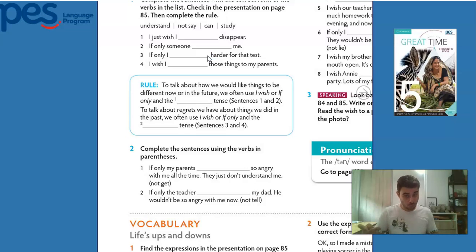And number two, to talk about regrets we have about things we did in the past, we often use "I wish" or "if only" in the blank tense. And this is the situation in sentences number three and four. So, what's the tense in those situations? Again, simple past, past perfect, past continuous, past perfect continuous, simple present, present continuous, present perfect. Wow, many possibilities. And that's exactly what I want you to do now. Pause the video, take a moment, analyze the sentences, and then complete the rule. Come back over here for us to check. Okay? Good luck.